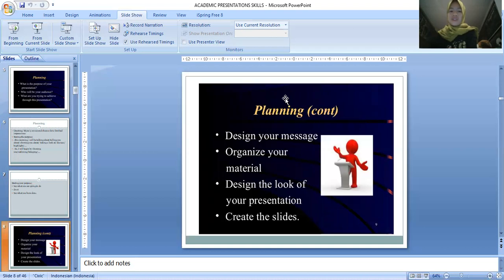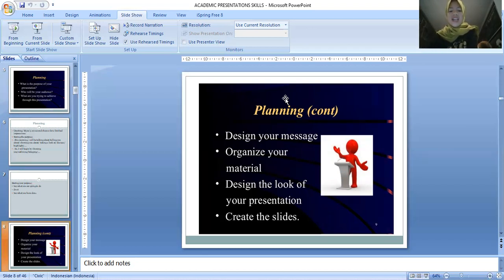Okay, this is the continuation of planning. Besides that, designing your message is also very important. Making a presentation is a way of communicating your ideas, your thoughts to the audience. So please pay attention to designing your message.